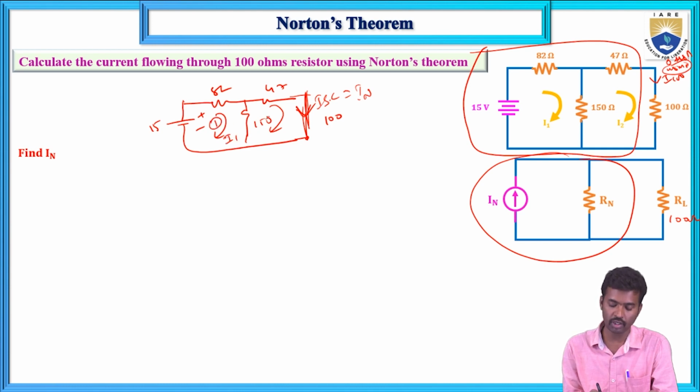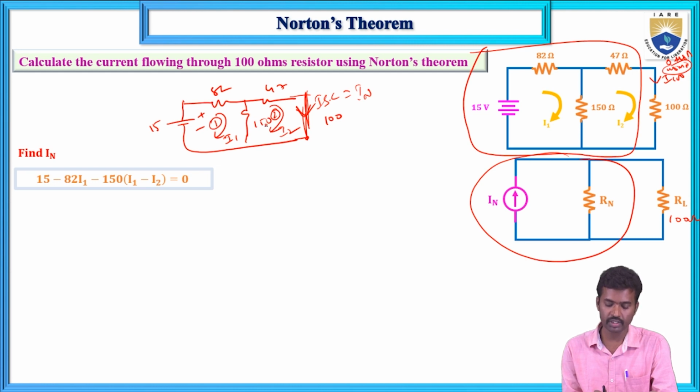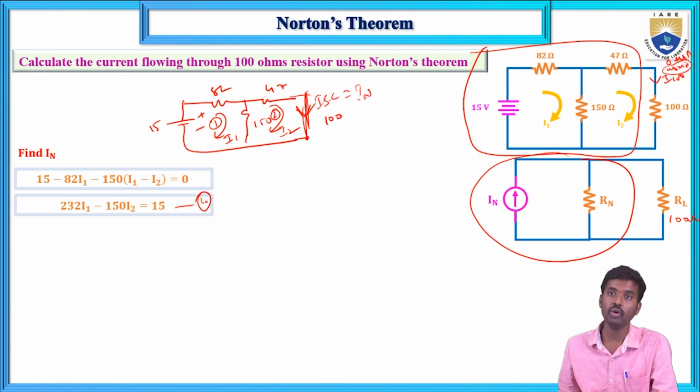How many meshes are here? 1, 2, I1 and I2 here. Now if you apply KVL in mesh 1 and mesh 2, for mesh 1: 15 minus 82 I1 minus 100 times (I1 minus I2), where I1 and I2 are the mesh currents. If you simplify this, what will be equation 1? 82 plus 150 is 232 I1 minus 150 I2 equals 15. This is equation number 1.